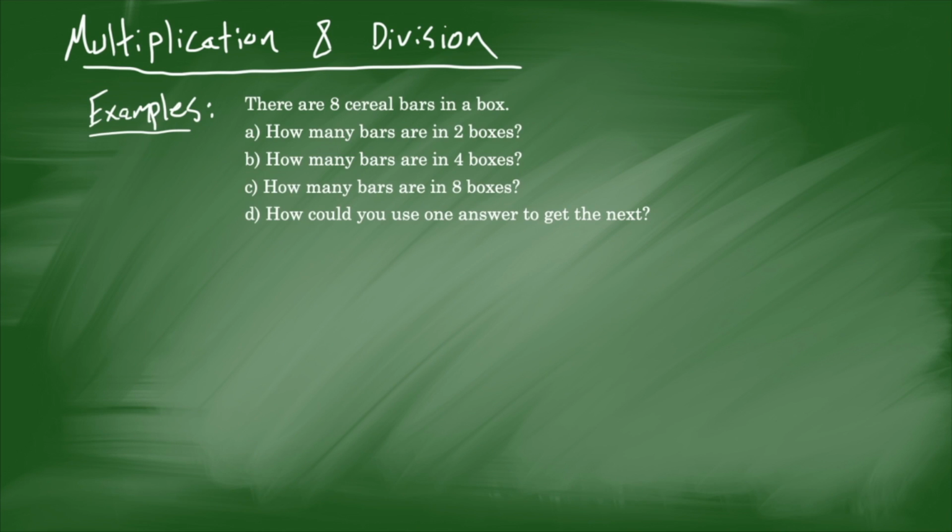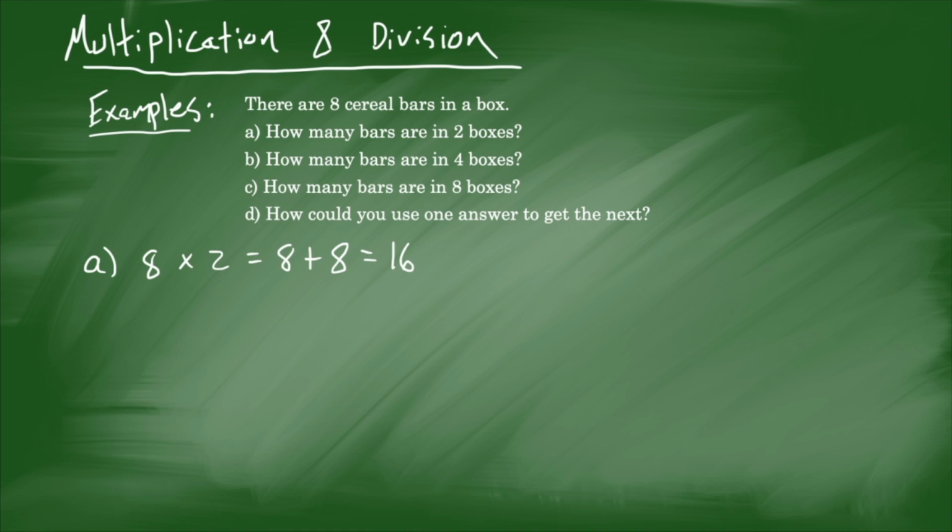There are 8 cereal bars in a box. A. How many bars are in 2 boxes? B. How many bars are in 4 boxes? C. How many bars are in 8 boxes? D. How can you use one answer to get to the next?